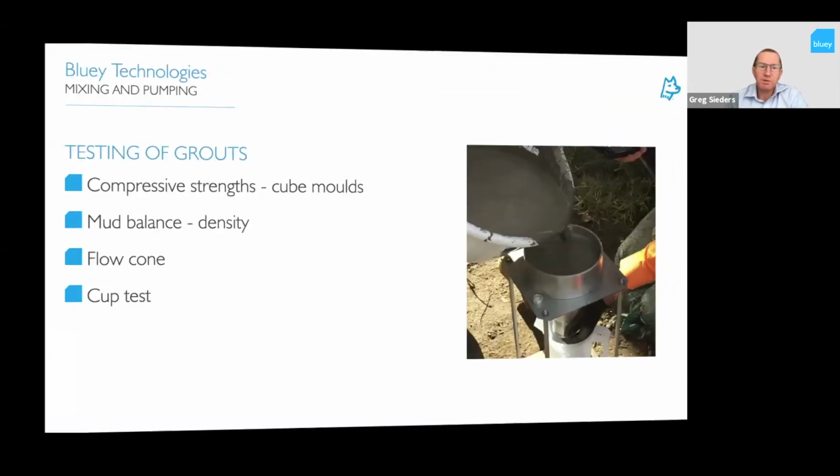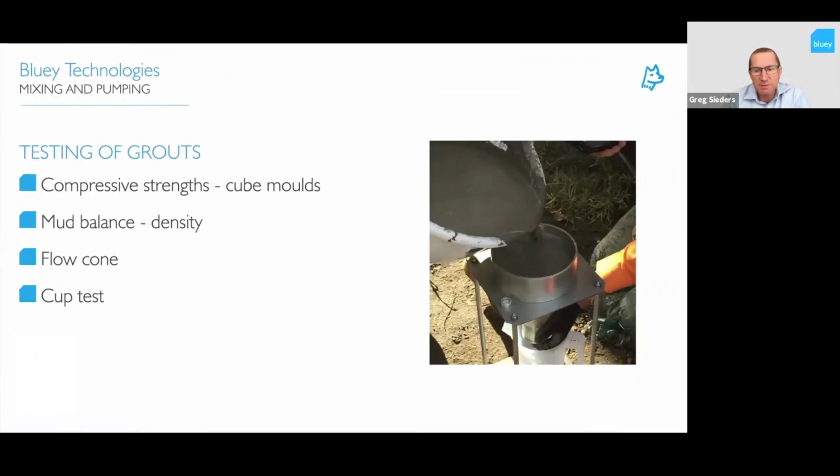So, quality control on site. Testing of your grouts once you've done all your mixing. These are the standard sort of testing that gets done. You've got your compressive strength for your cube molds. You have a mud balance that you can use for checking your density. A flow cone for your fluid grouts. That's the image on the right-hand side, just doing a flow cone check.